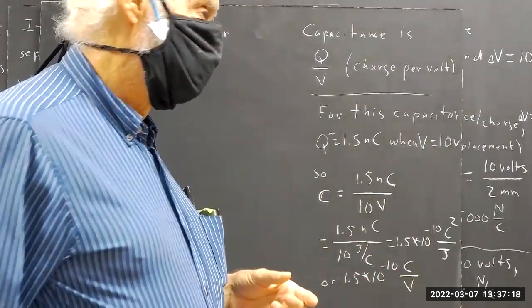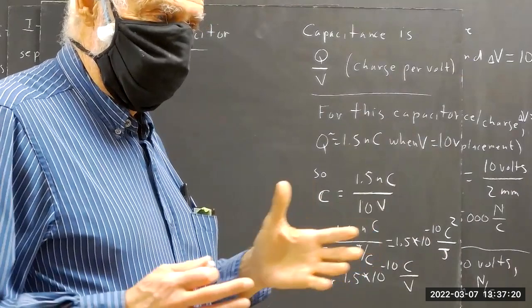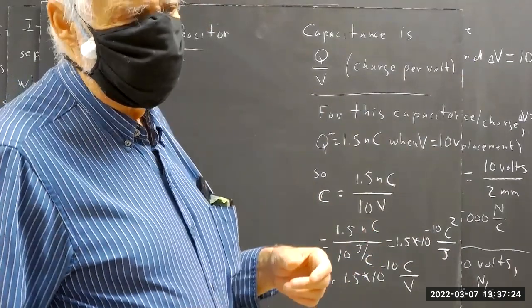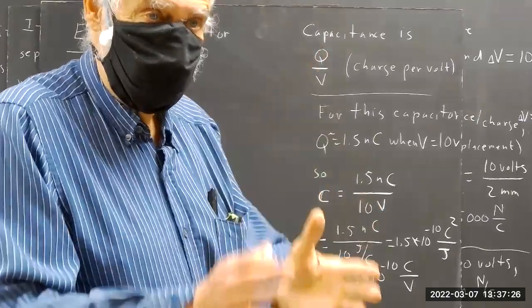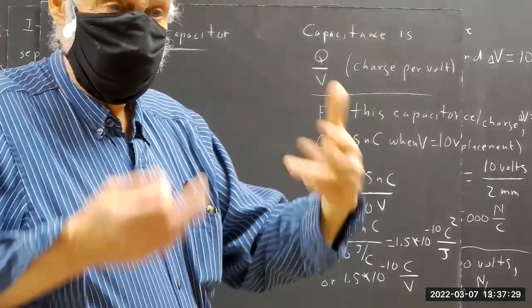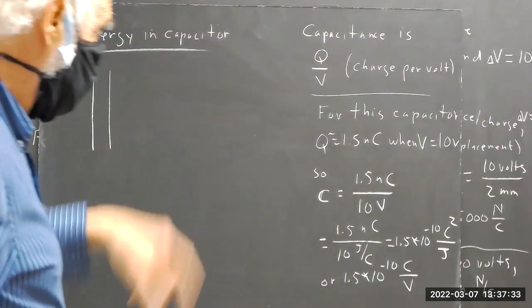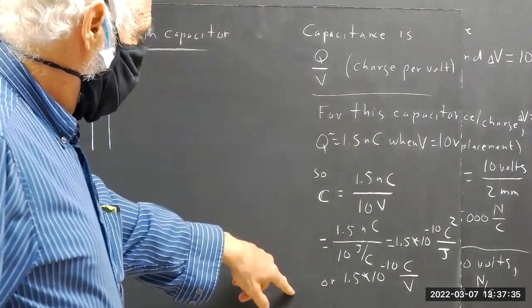Now, at that point, we actually get a bit of a force of attraction, but it's not between point charges, it's between charges on plates. So it's not as much as we would get if we had point charges. Just to put that in a little perspective, this is the idea of capacitance.